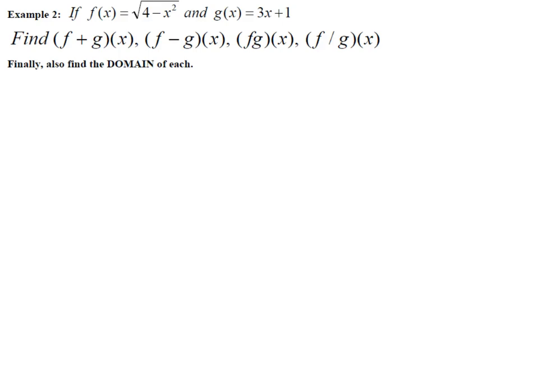Okay, in this video, we are going to be doing the same thing, doing addition, subtraction, multiplication, and division, but now we are not going to have a variable to plug in. We are just simply going to be inputting x into each function. So really, we're not changing the functions.